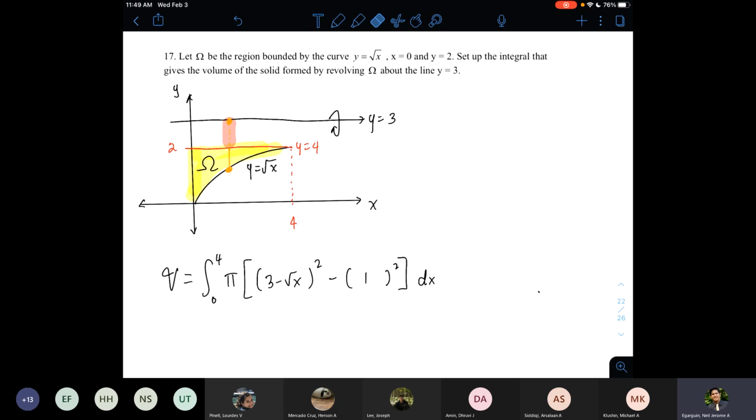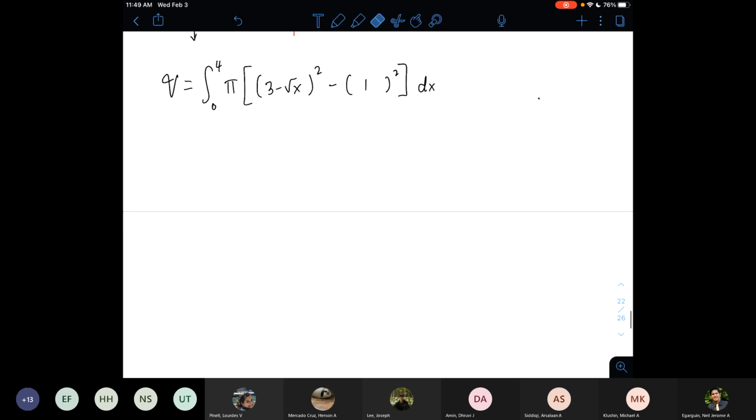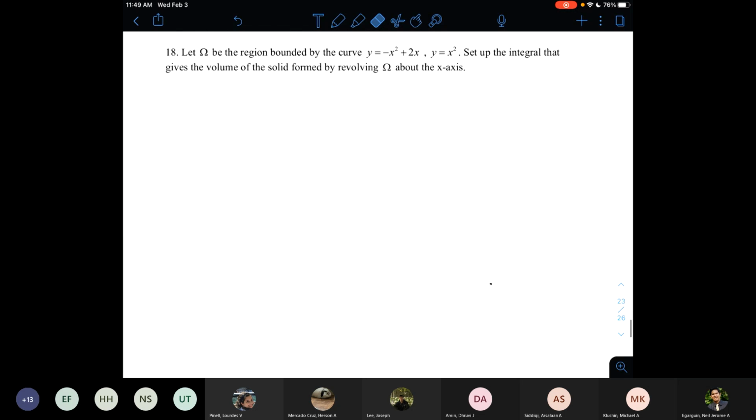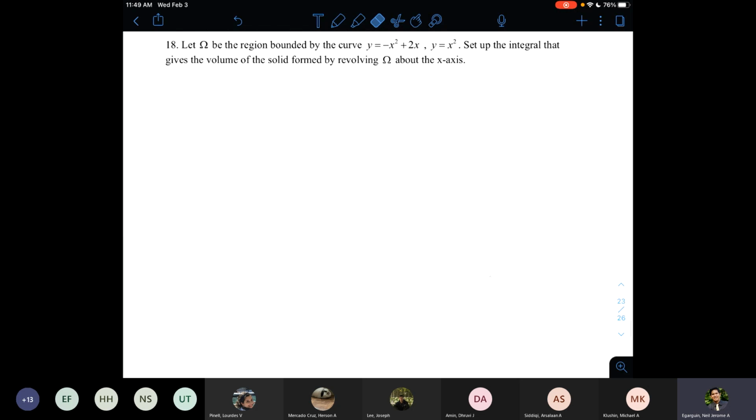And then problem 18. Let's go to problem 18, if there are no questions with 17. Now for this, we have omega to be the region bounded by, I guess, these two parabolas.